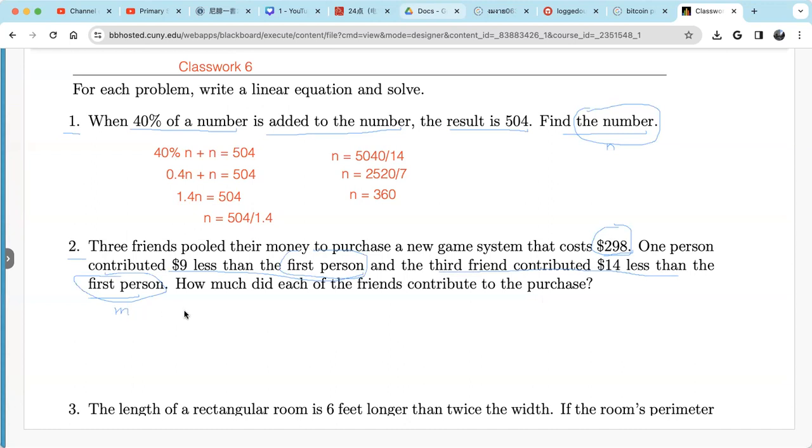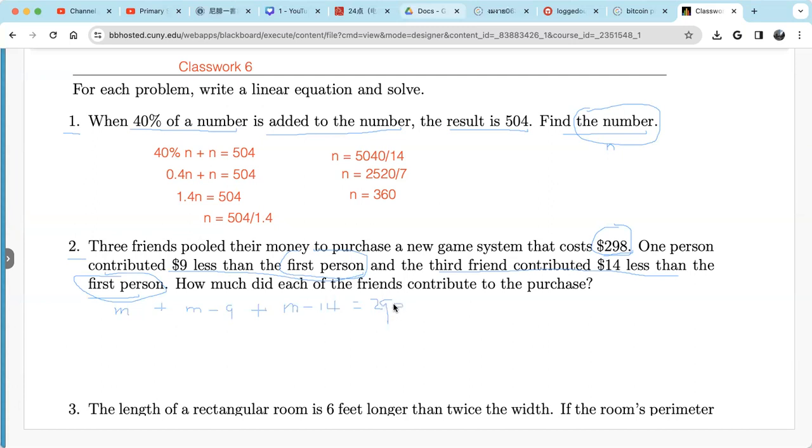M amount. So then the second person would have $9 less than it. So that's M minus 9, right? Because 9 less. The third one has $14 less, so that's M minus 14. Of course, adding those 3 together, we have a total of $298.